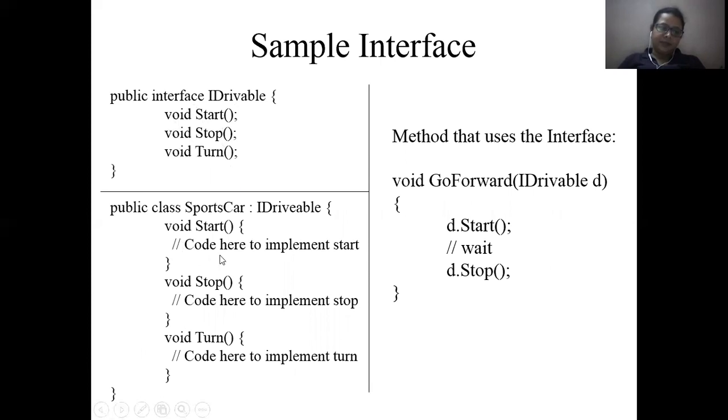Here we specify the classes for different types: public class SportsCar : IDrivable. void Start, here is our implementation code for start. Void Stop, here we implemented our code for stop, and here we implemented our code for turn. So we specified void Start, void Stop, void Turn. So the methods of the interface: void Forward, IDrivable Start, and Stop.